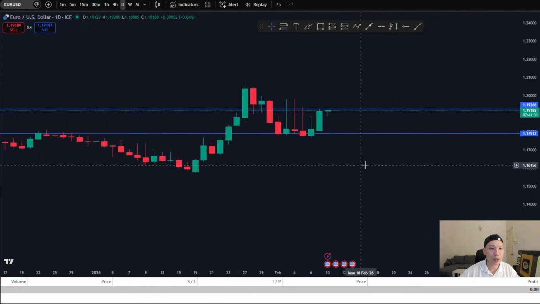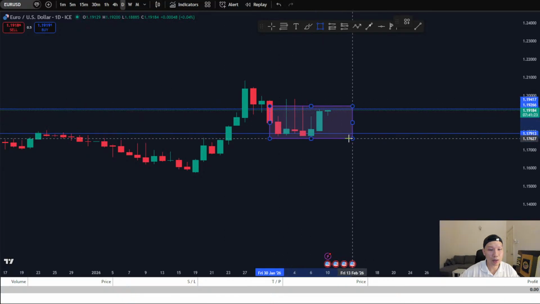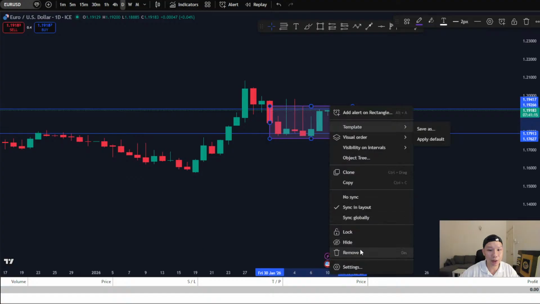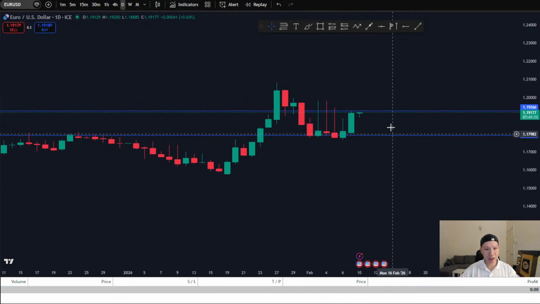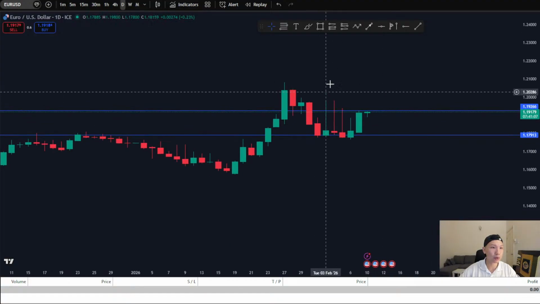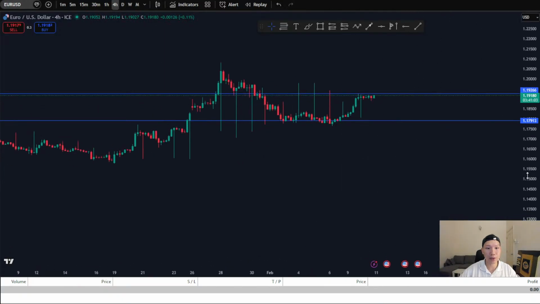Okay, so right here you can see that it's actually pretty obvious, let me erase that. You see a new balance is being formed. Right now it's actually penetrating this resistance point right here. So the next question is, how is the lower time frame showing the market response? So the next thing, I would zoom in to the 4 hours and see.